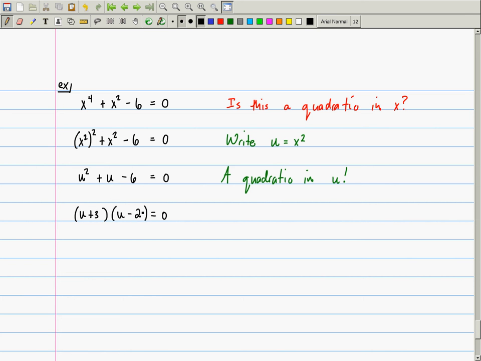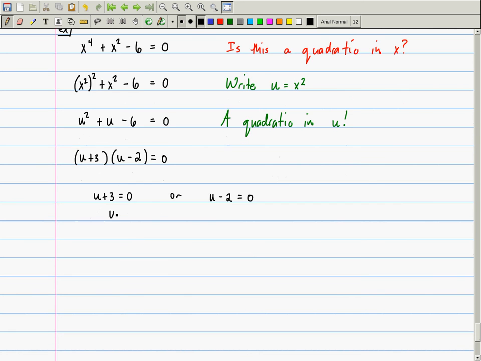Now we have the product of two things is zero. So one of them has to be zero. So either U plus 3 is zero, or U minus 2 is zero. I'll solve these. U is negative 3, or U is 2. So is this the solution to the problem? Probably not. Every time I ask that question, the answer is no.